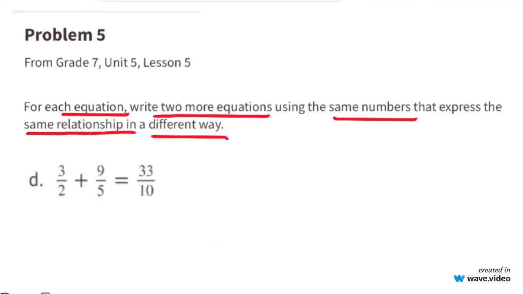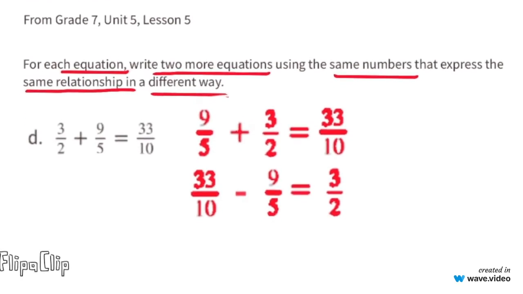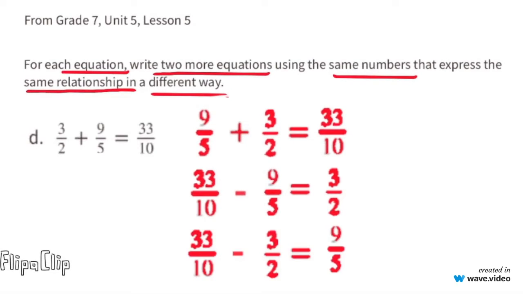D. 3 halves plus 9 fifths equals 33 tenths. Remember, for addition, the order doesn't matter, so we can rewrite this as 9 fifths plus 3 halves equals 33 tenths. We can also write 33 tenths minus 9 fifths equals 3 halves. And another equation would be 33 tenths minus 3 halves equals 9 fifths.